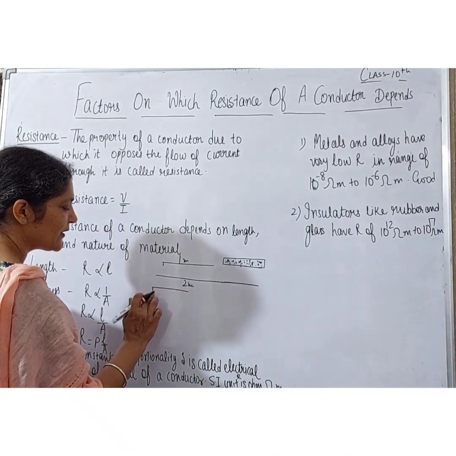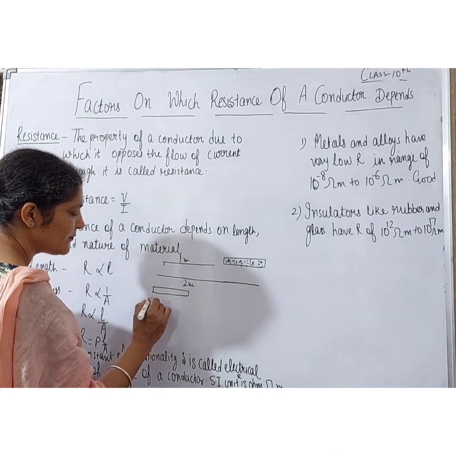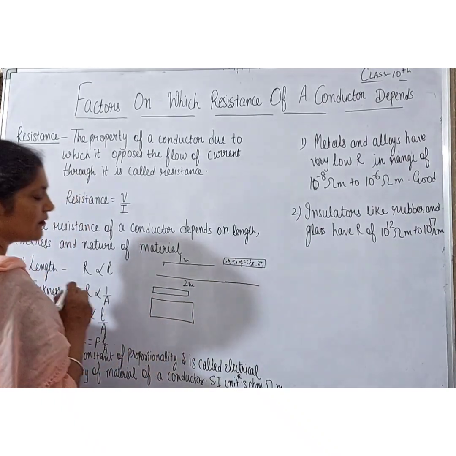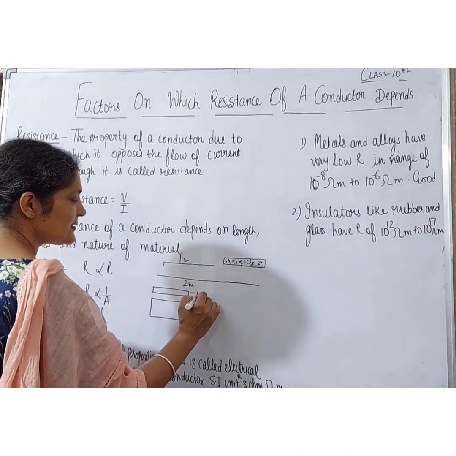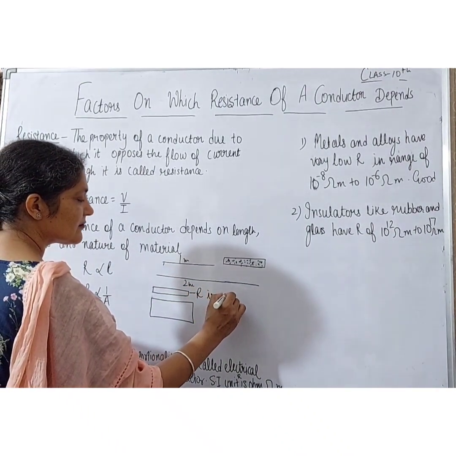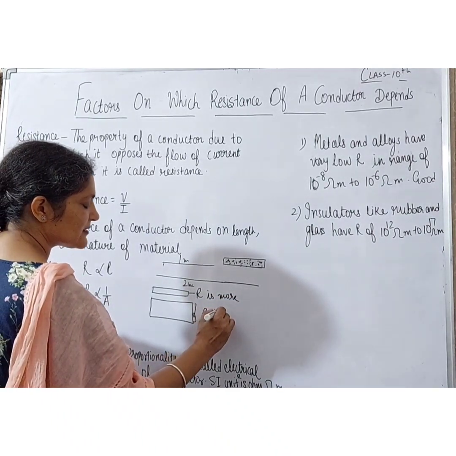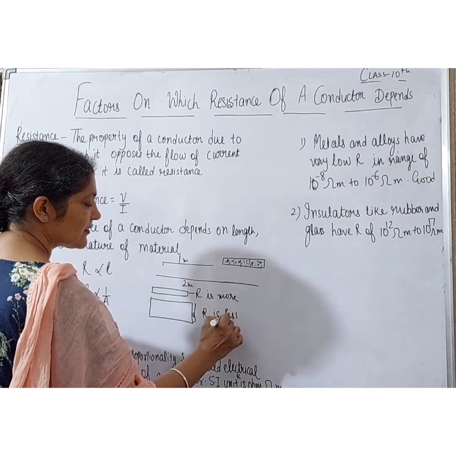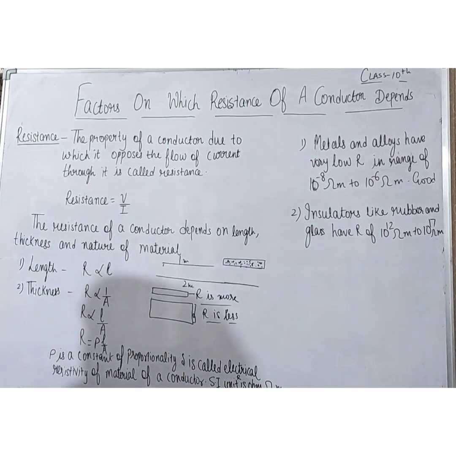Suppose here we have one wire of this thickness and we have one wire of this thickness. Here if the thickness is less, the resistance is more. If the area of cross section is more, resistance is less. Why is it less? Because suppose we take the example of a road.